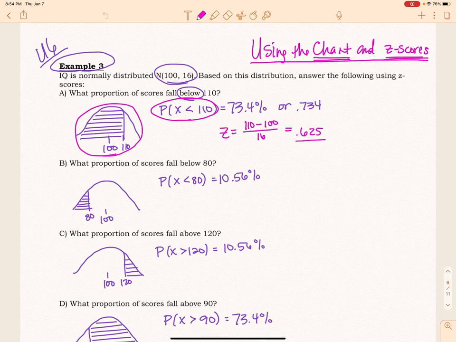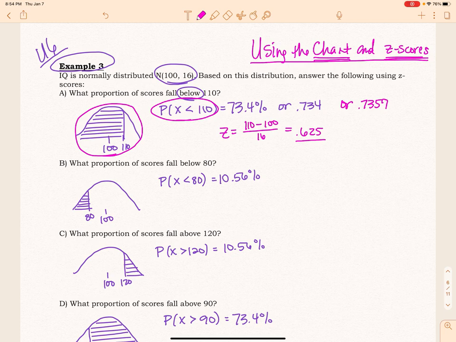So your area would be 0.7357. It's not going to be exactly the same as it is when you use a calculator or Staplet, but that's okay, that doesn't matter. If you've got your z-score and that value, that's going to work perfectly.